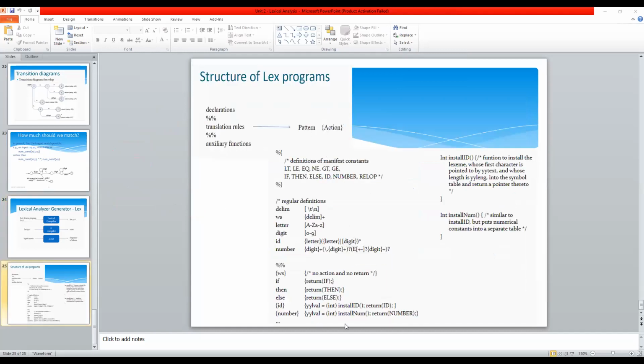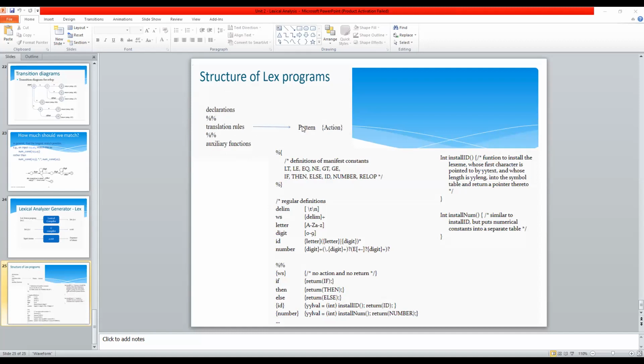So this is the structure of a lex program. The structure of the lex program is divided into 3 parts. First portion is called as declaration. It is separated with the second section, which is called as translation rules. So first section is declaration, where we are going to declare the variables required. It is separated by double % sign from the translation rules.